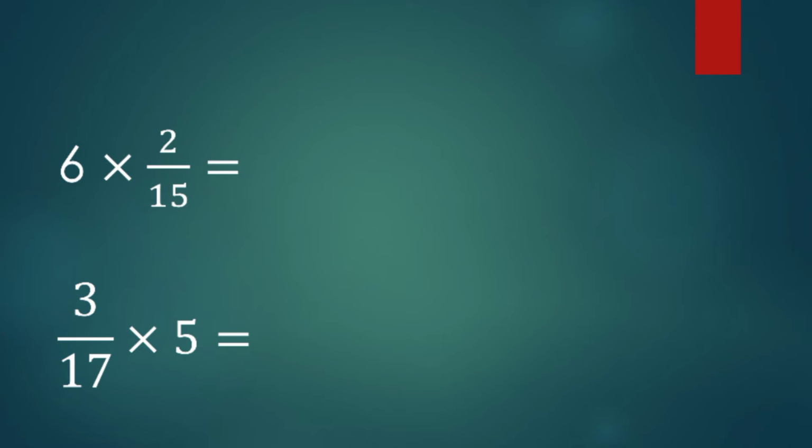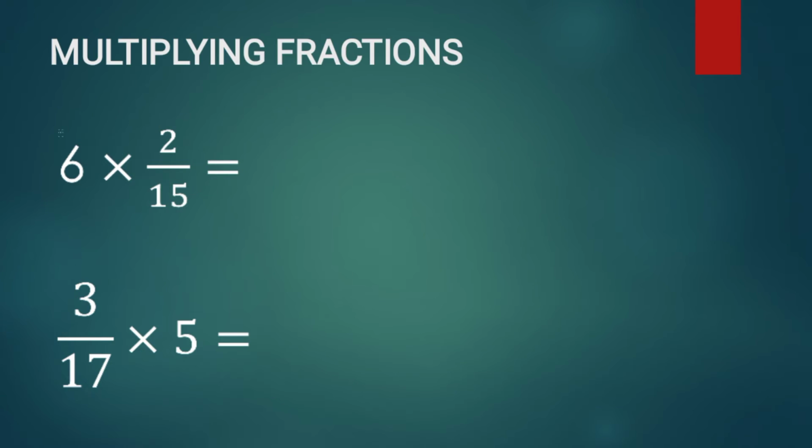Next, we have 6 times 2 over 15. So, ang 6 dito is a whole number. So, since ang 6 ay whole number, it is understood na ang denominator niya is 1. So, 6 will become the numerator and 1 is the denominator. So, let us multiply 6 and 2 over 15.